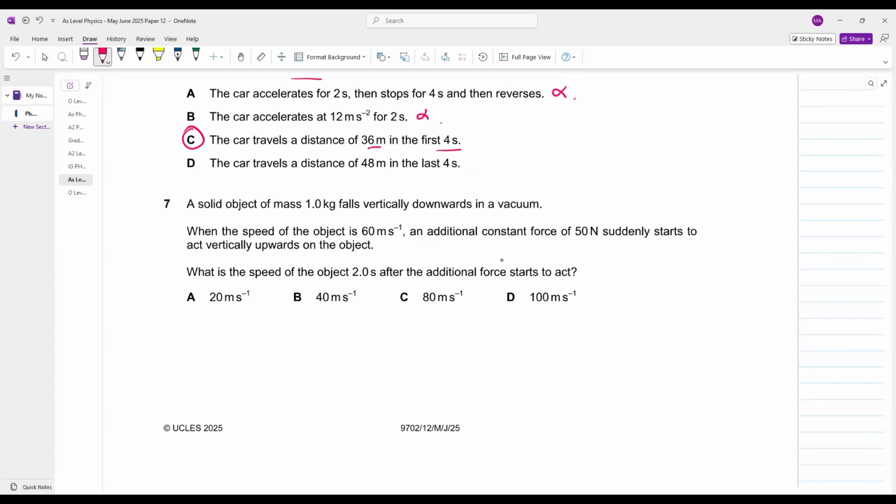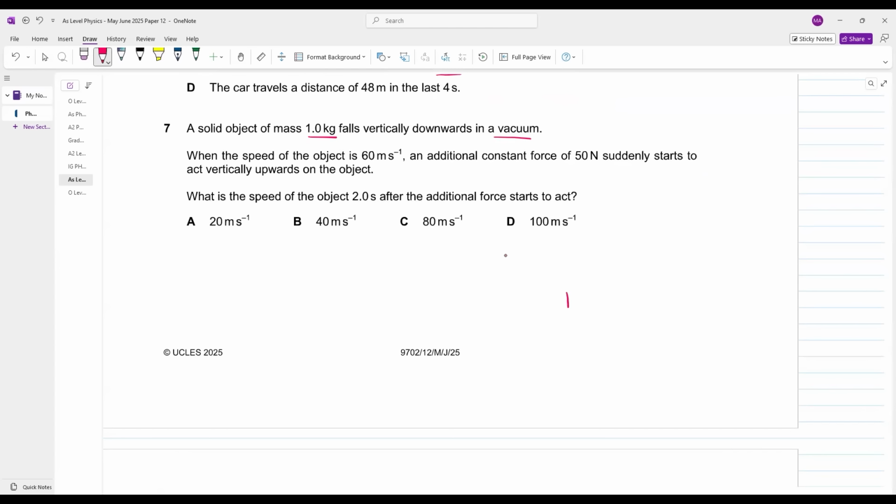A solid object of 1 kg falls vertically downwards in a vacuum. Okay, so let's say this is an object of 1 kg. What will be the weight of this object? Weight is equal to 1 × 9.81, which comes out to be 9.81 Newton. When the speed of the object is 60 meters per second, an additional force of 50 Newton suddenly starts to act vertically upwards on the object. So an upward force of 50 Newton is acting.